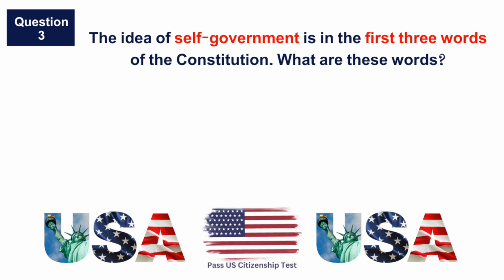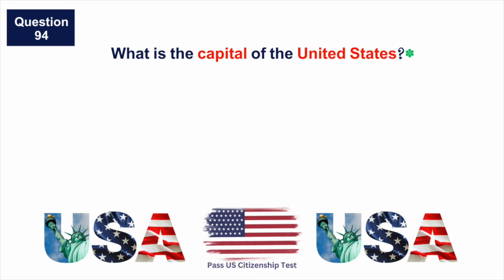The idea of self-government is in the first three words of the Constitution. What are these words? We the people. What is the capital of the United States? Washington, D.C.